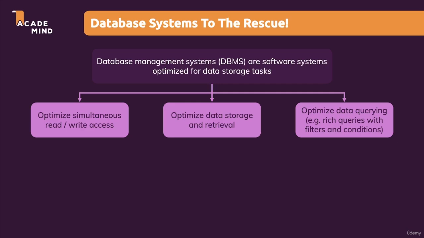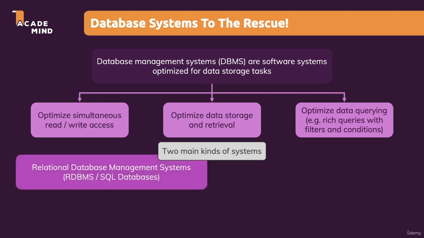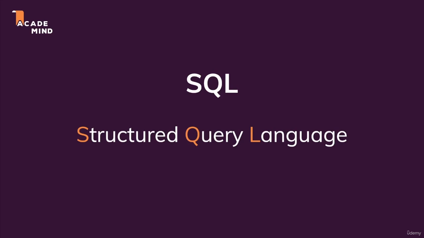Now, there are many database management systems you could use. There are many providers, free ones and paid ones, but there are two main kinds of systems in the end. For each system, you'll have plenty of possible database software solutions to choose from, but there are two main kinds of databases. That would be relational database management systems, also often called SQL databases. And SQL often is translated as structured query language.